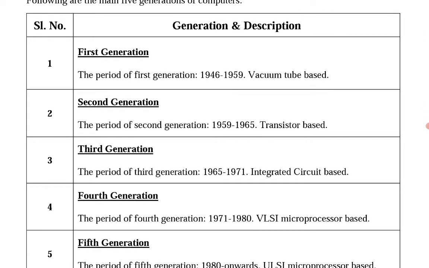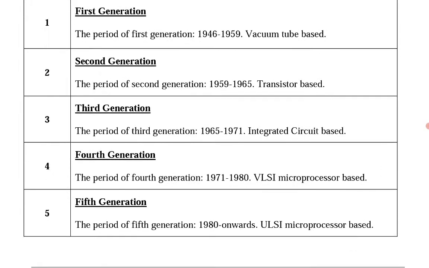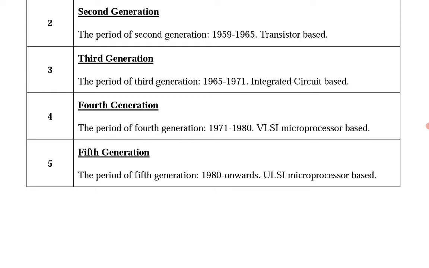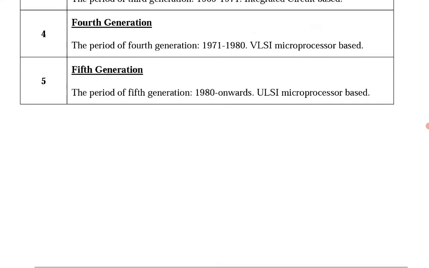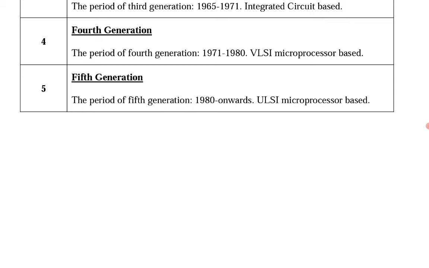So generations and descriptions. In the first generation, the period is from 1946 to 59. Vacuum tube based technology is used. The second generation, from 1959 to 65, transistor based technologies are introduced. Third generation, 65 to 71, ICs, integrated circuits are used. Fourth generation, 1971 to 80, VLSI microprocessors are used. VLSI means very large scale integrated circuits based microprocessors are used. The fifth generation, ULSI, means ultra large scale microprocessors are used.